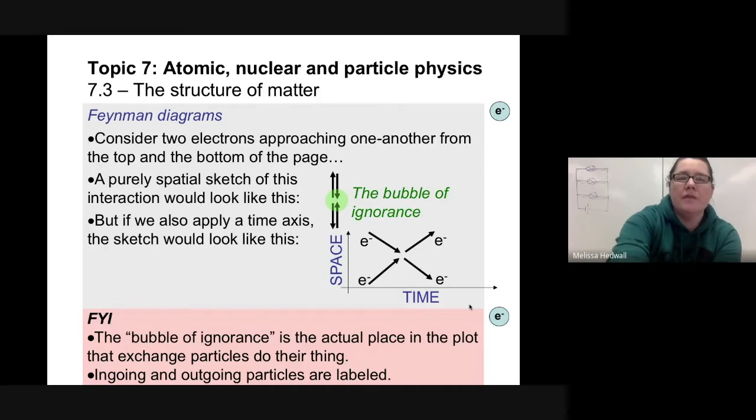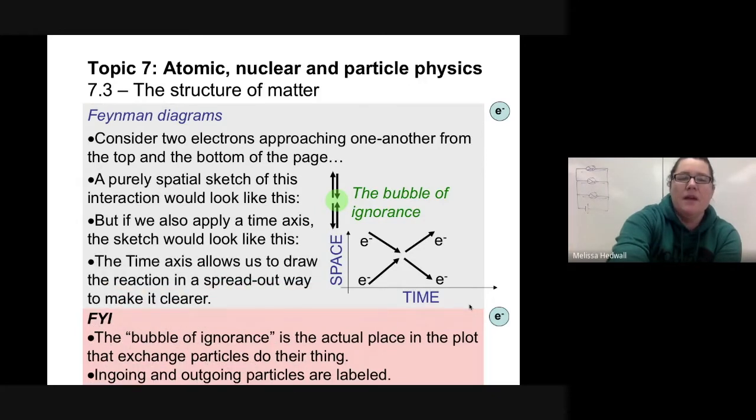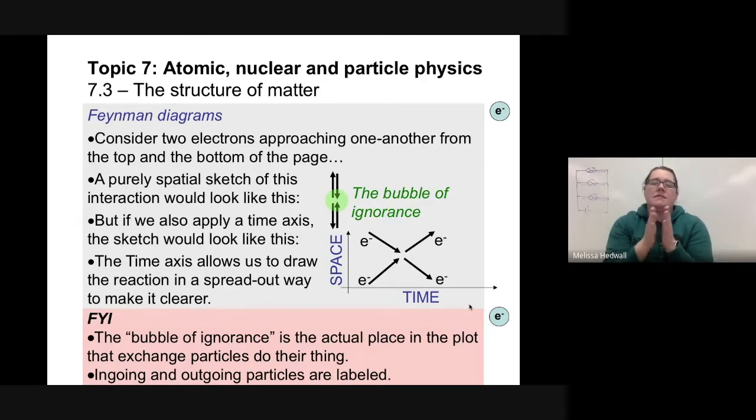So the Feynman diagram allows us to see what's actually happening in the midst of all of this. That time axis, the piece that just came up, allows us to draw the reaction spread out over time. So it allows us to see what's actually occurring and make it clear as to what's happening.